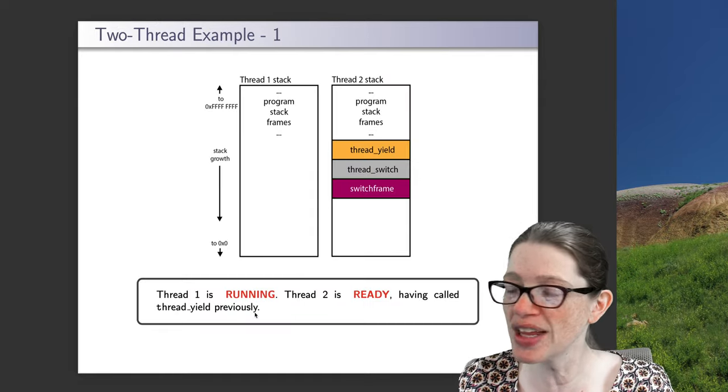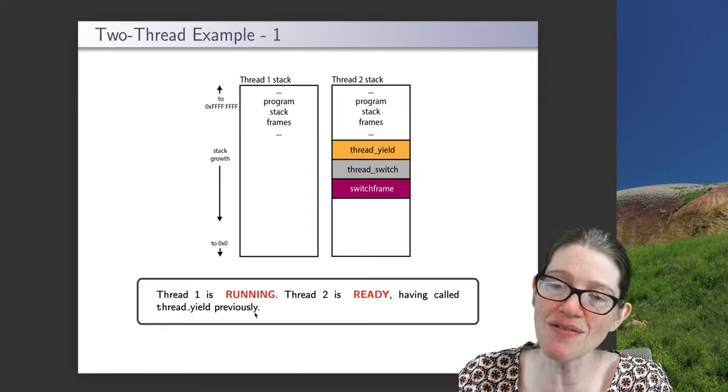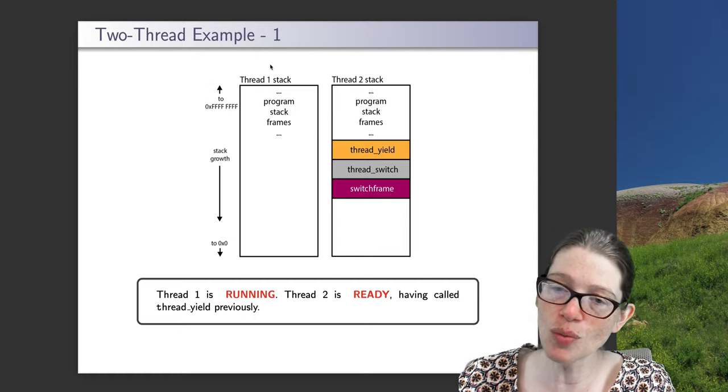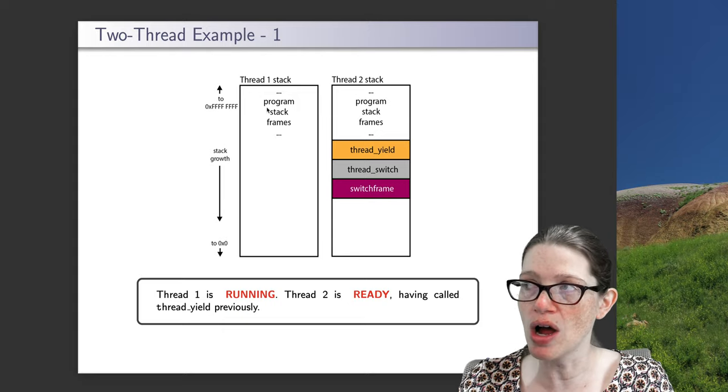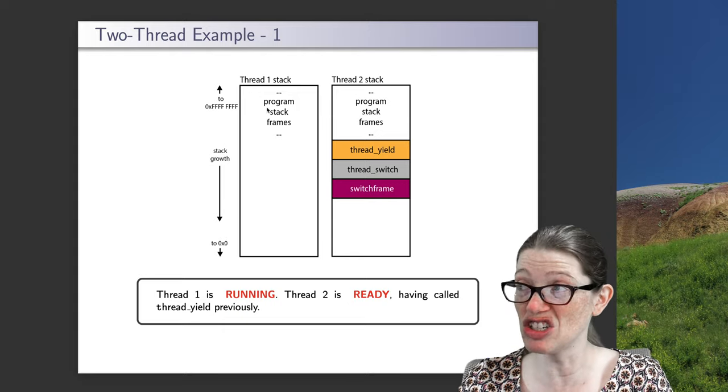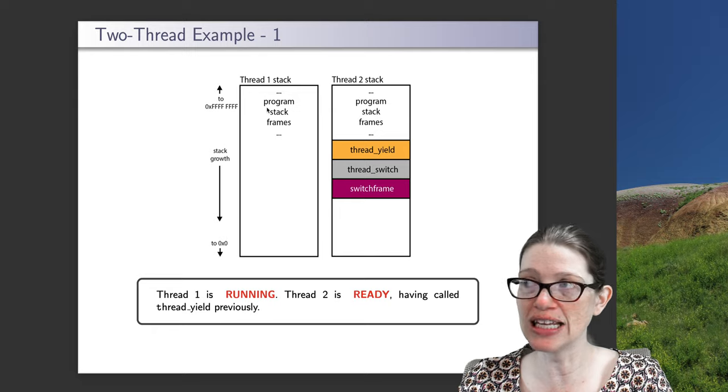So here's the actual example. It starts on slide 24. And what we have is two threads. We have our rude thread, thread one, and thread one likes to just run. It doesn't block, it doesn't terminate, it doesn't voluntarily yield.